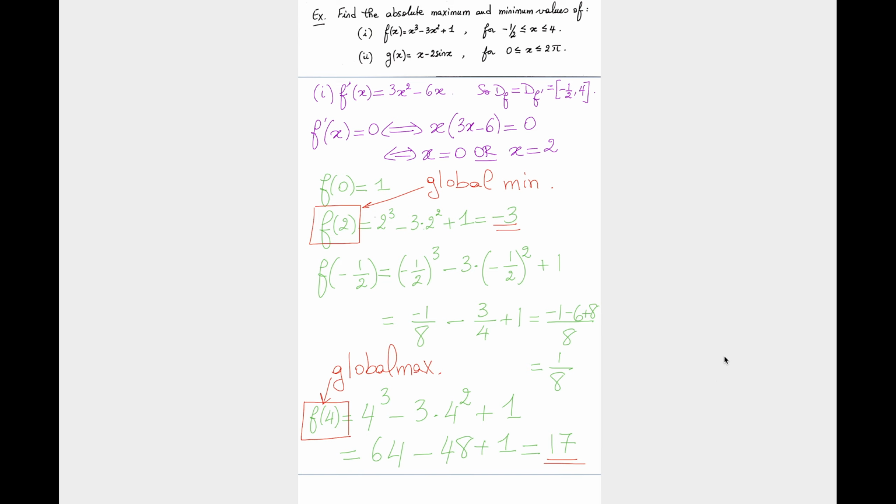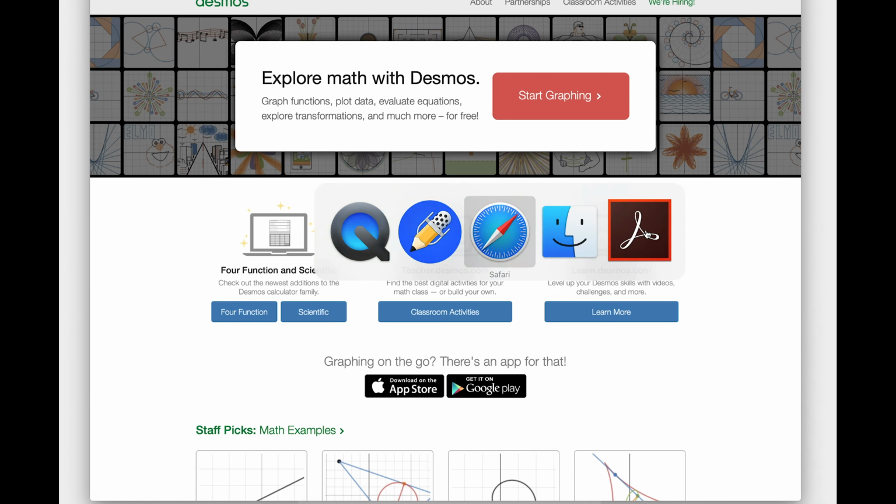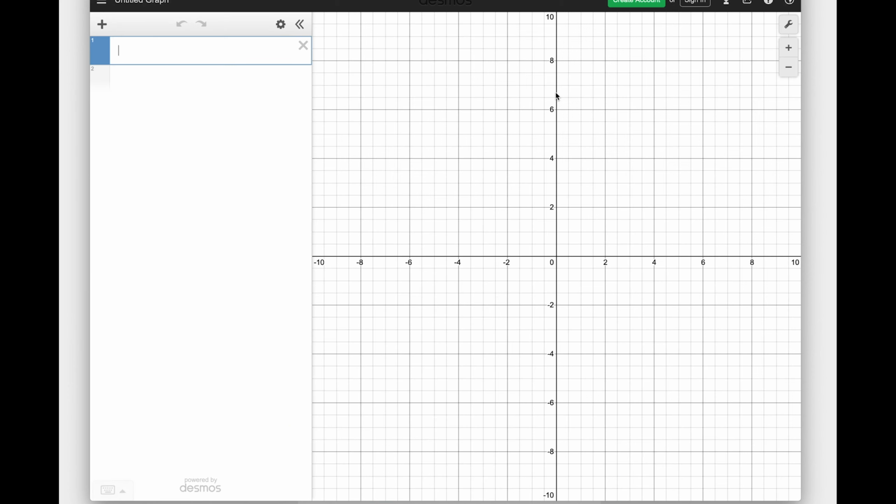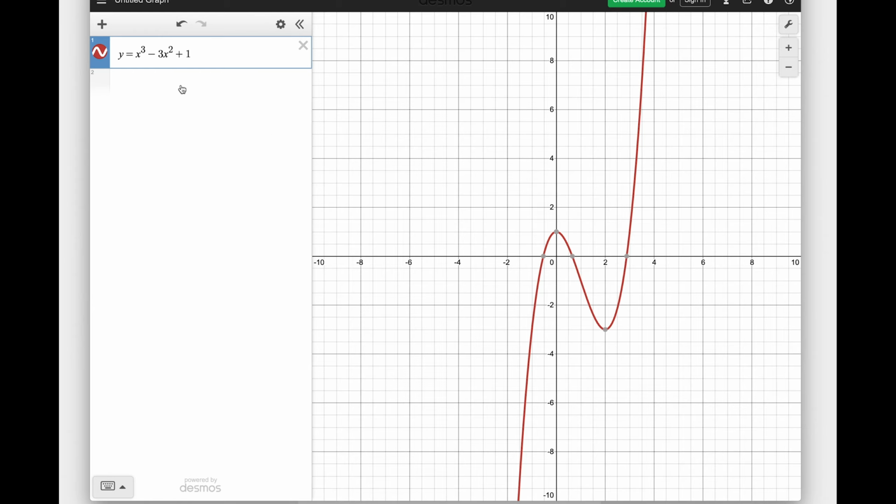Okay, let's take a look at this function actually on Desmos. That's the function, f of x equals x cubed minus 3x squared plus 1. And we had the interval minus half comma 4. Minus half is somewhere here, and 4 is here. So we're restricting it from minus half to 4. And on this interval, as you see, the global minimum occurs at 2, which is the point 2 comma minus 3 as we found before.